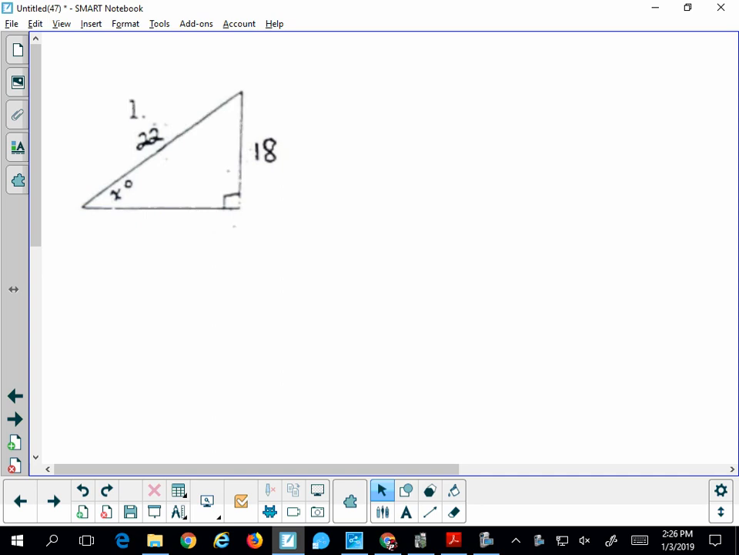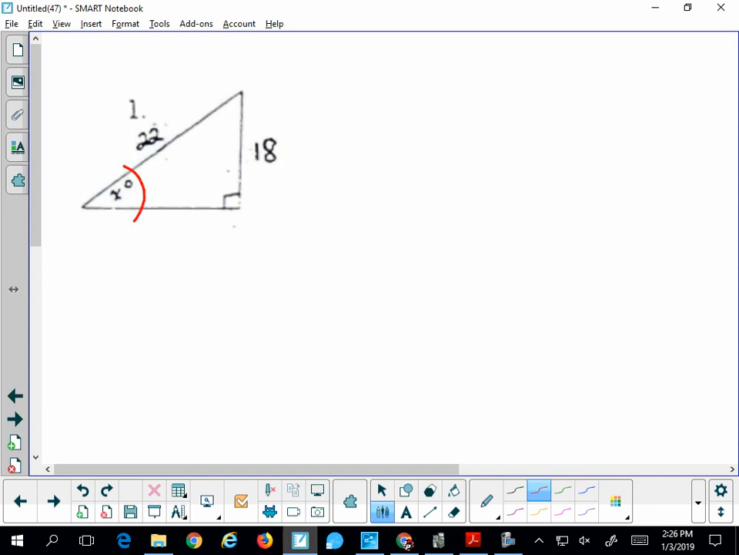Alright, so what we're doing with this problem is we're going to use the three basic trig functions, sine, cosine, or tangent, to solve for the missing component of our right triangle. So the first thing we have to do is identify where our reference angle is located. In this case, our reference angle is our x right here. We use that reference angle to identify our two sides that we're using.